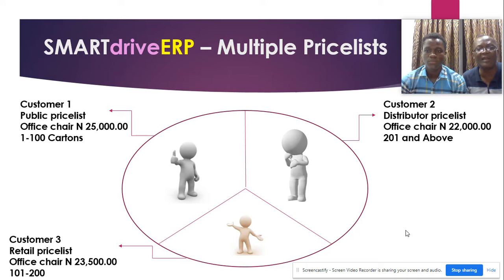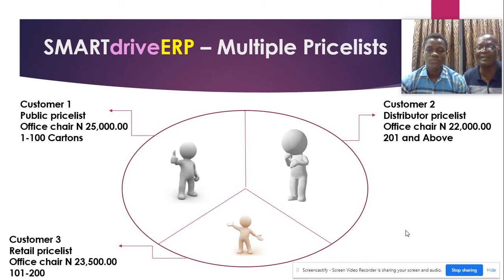You could also have a situation like we have in a diagram here. For customer one, a public customer, you can do it quantity based: if they buy your product, say 1 to 100 cartons, you give them an office chair at, say, 25,000 naira. Customer two are your distributors. If they buy from 200 and above, maybe they've been buying a truck load, you give them each chair at 22,000 naira. And customer three could be your retail customers, if they buy from, say, 101 to 200, you give them different prices. So there's always a different mix for pricing.